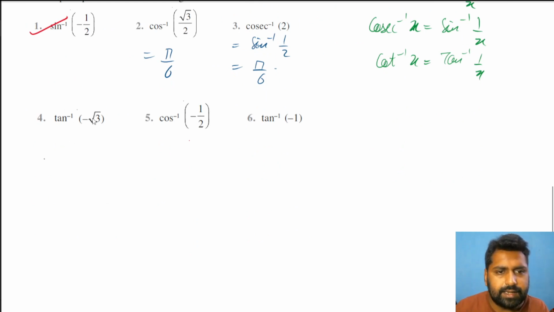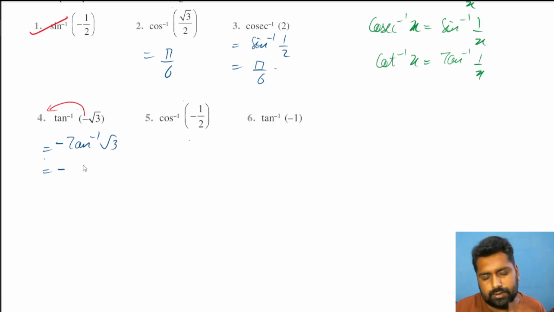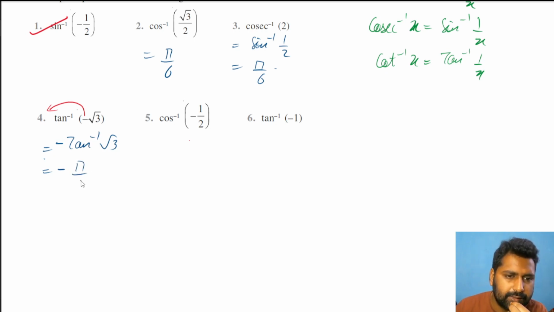Now tan inverse negative. So in the case of tan inverse, negative can come outside, so that becomes negative tan inverse root 3. So that is minus tan inverse root 3. When is tan root 3? For 60 degree, so that is pi by 3.